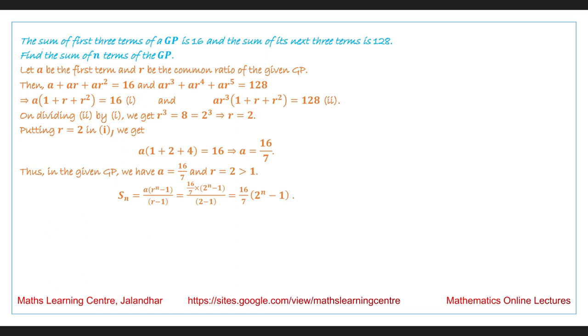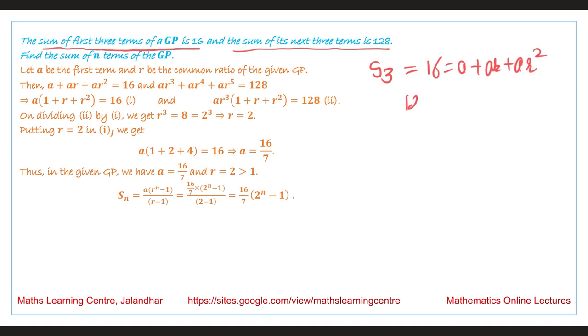Next is, the sum of first 3 terms of a GP is 16 and the sum of the next 3 terms is 128. So it is being given that the sum of first 3 terms S3 is equal to 16, that is equal to a plus ar plus ar square, and 128 is equal to ar cube plus ar raised to the power 4 plus ar raised to the power 5.